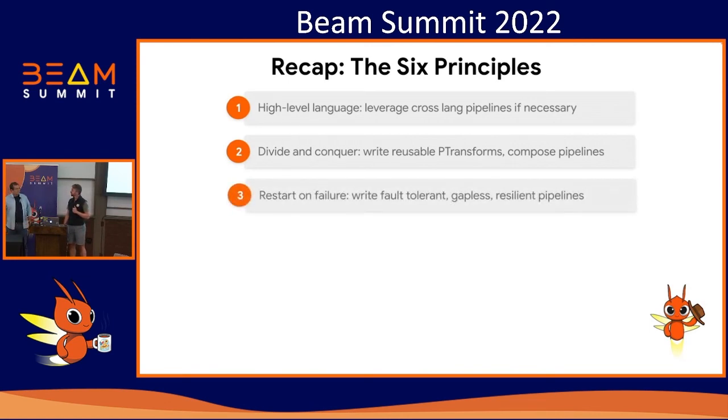So principle three, shit happens. Restart on failure. Prepare your pipeline for these unforeseen consequences, because they will come. They will come at any time, just when you have read the data, just before you wanted to write the data. At any point in time, your VM can disappear, or anything unexpected can happen.